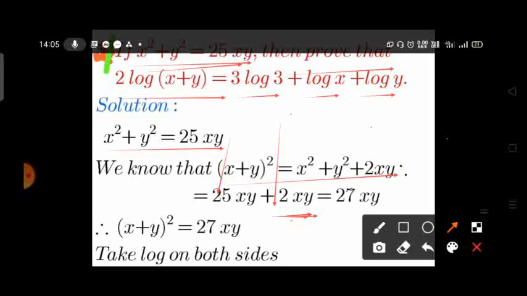In the same way, on this side also, if we add 2xy, x square plus y square plus 2xy will change to x plus y whole square. Okay, this all becomes x plus y whole square. Yes, here x plus y whole square is equal to 27xy.